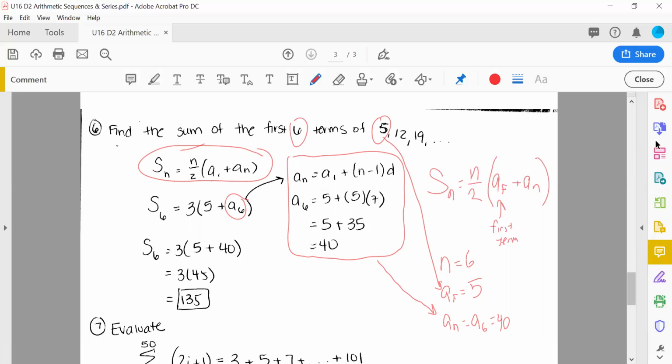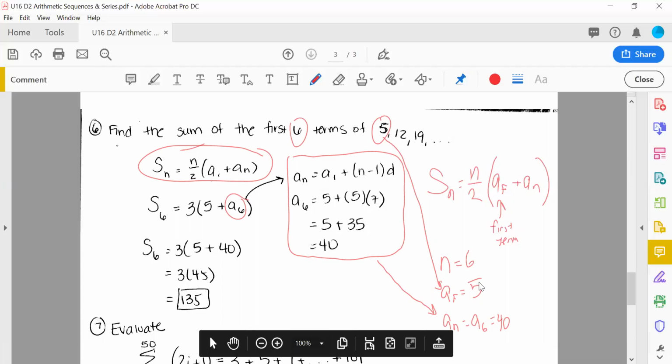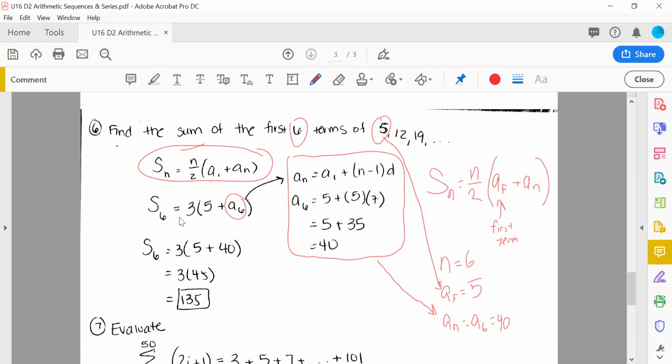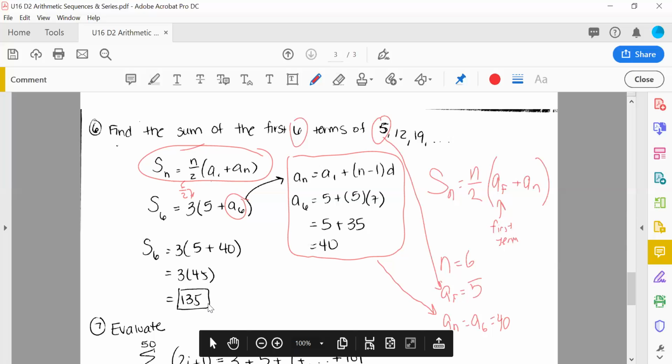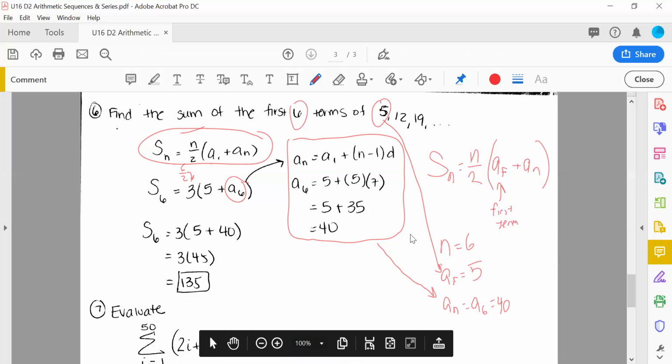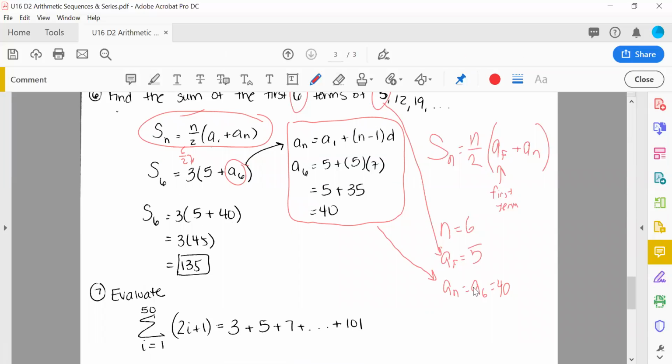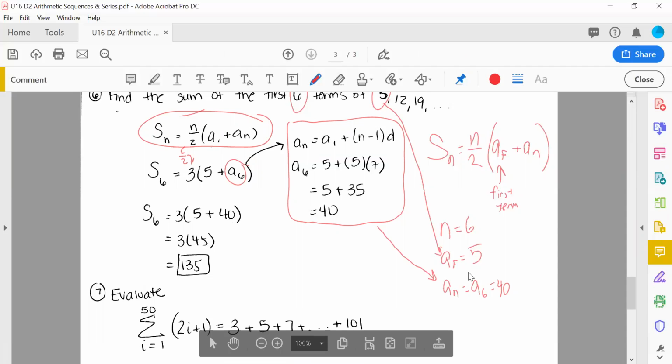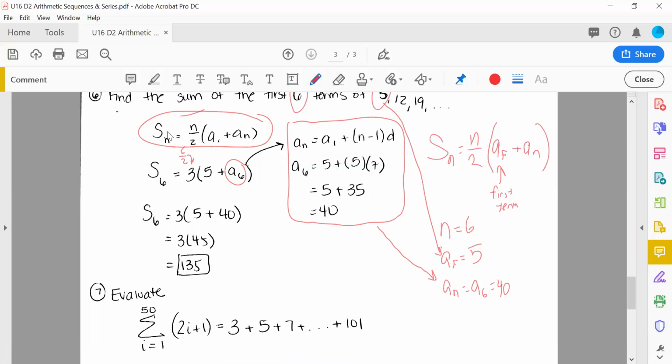Once you have all 3 pieces of the puzzle to this formula, you simply plug and chug, plug it in, plug it in. So where did this 3 come from? It's 6 divided by 2, which is 3. And then 5 plus 40. So 3, and then 5 plus 40. 3 times 45 is 135. Done. So I like to be neat and organized about this. I like to list all the variables that I need. Sometimes you need to do a little side work to find one of the 3 variables. And then you can plug into the sum formula and find your answer.